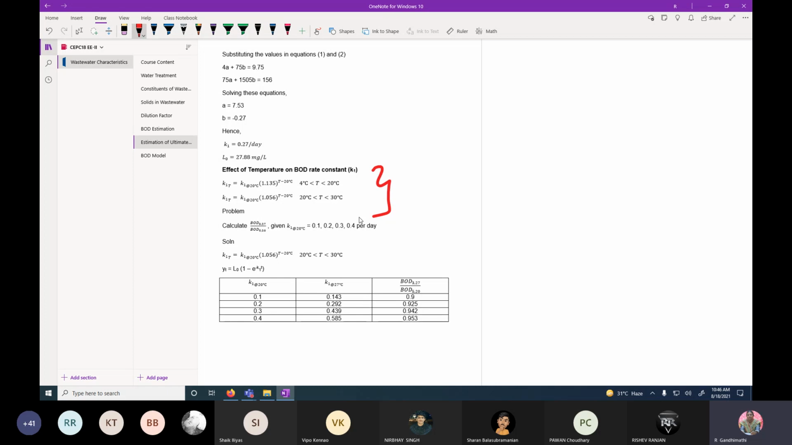It is given as K1 at 20 degrees into 1.135 to the power T minus 20 degrees Celsius, if the temperature is between 4 and 20 degrees. Please note down. You can use this factor to calculate the K1 value. If the temperature is less than 20 degrees Celsius and more than 4 degrees Celsius, you use this formula. The other factor is 1.056 if the temperature is greater than 20 and less than 30 degrees Celsius. Please note down these two.